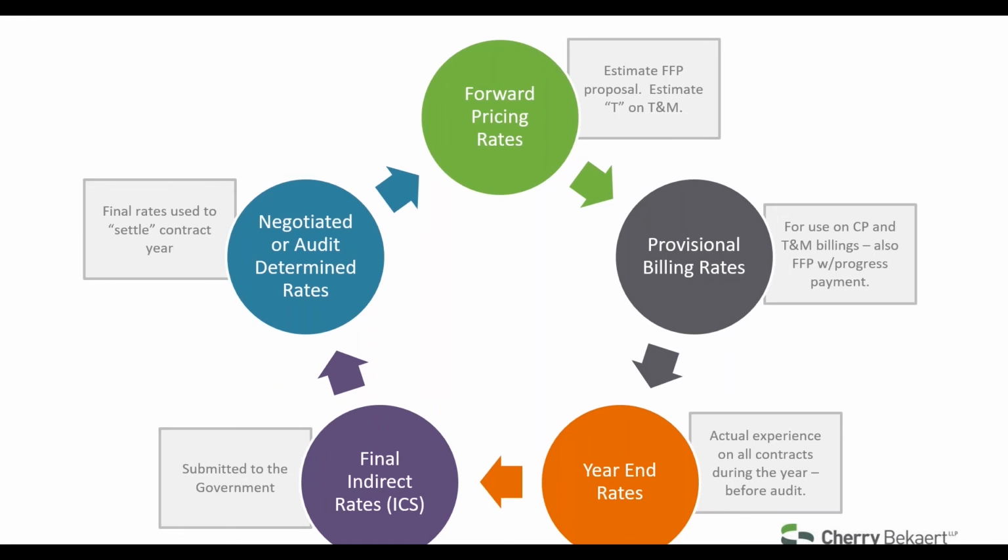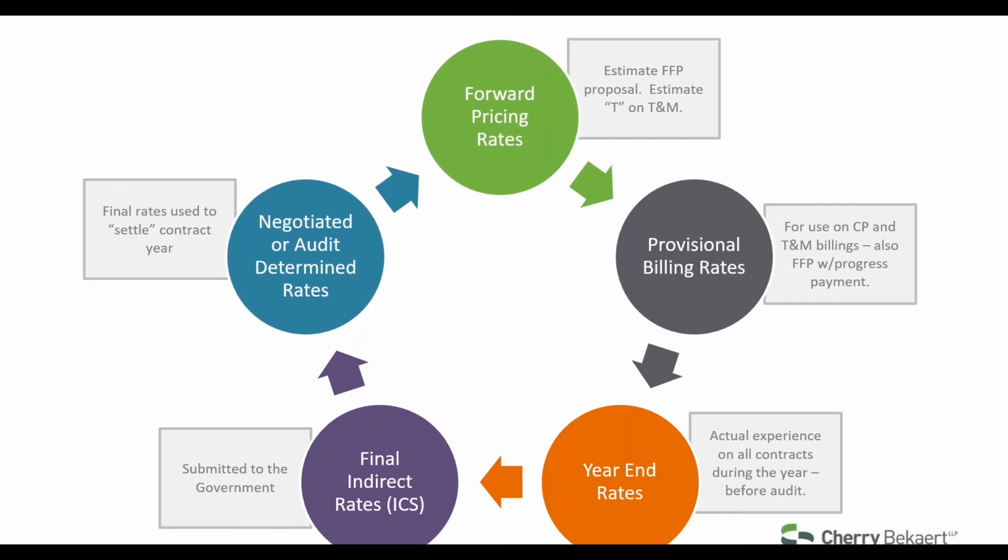A lot of times, those forward pricing rates are used to help put together our provisional billing rates, going down to the gray circle. Those provisional billing rates are used for billing on our cost plus or on our T&M contracts. Sometimes on a T&M contract, we can apply maybe G&A or some type of indirect on top of it. Or you might see this as part of your progress payment calculations. Those provisionals, as the year goes on, will be accumulated, and you'll be collecting your indirect costs based off your cost accounting practices, and you'll end up being able to create year-end rates based off of actual experience on the contracts.